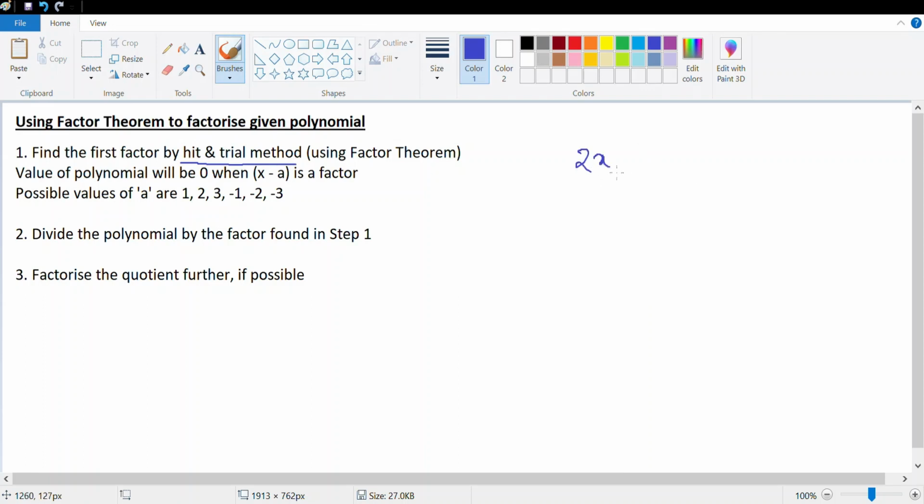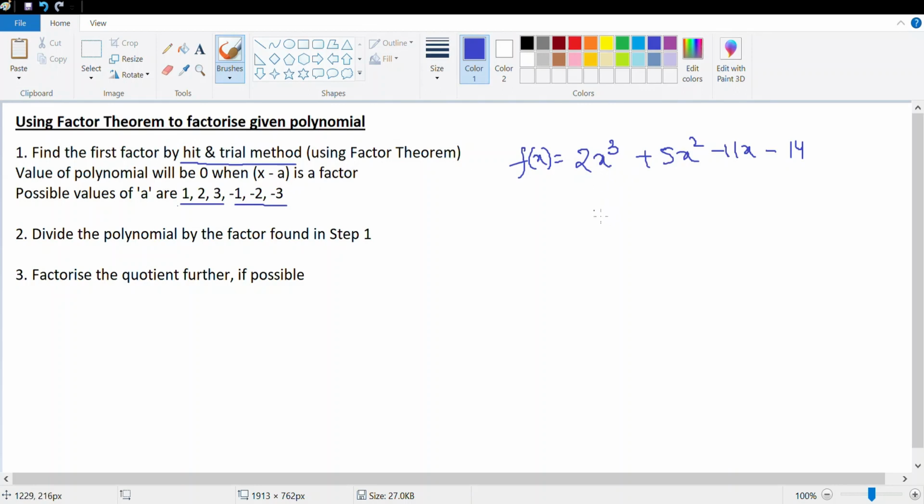Let's say 2x cube plus 5x square minus 11x minus 14. So this is the given expression. f(x) is equal to 2x cube plus 5x square minus 11x minus 14. Now we do the hit and trial method with the following numbers only, which is 1 to 3 and negative 1 to negative 3. So in your syllabus, your hit and trial will be restricted to the value of x being 1 or 2 or 3, or x is equal to negative 1, or negative 2, or negative 3.